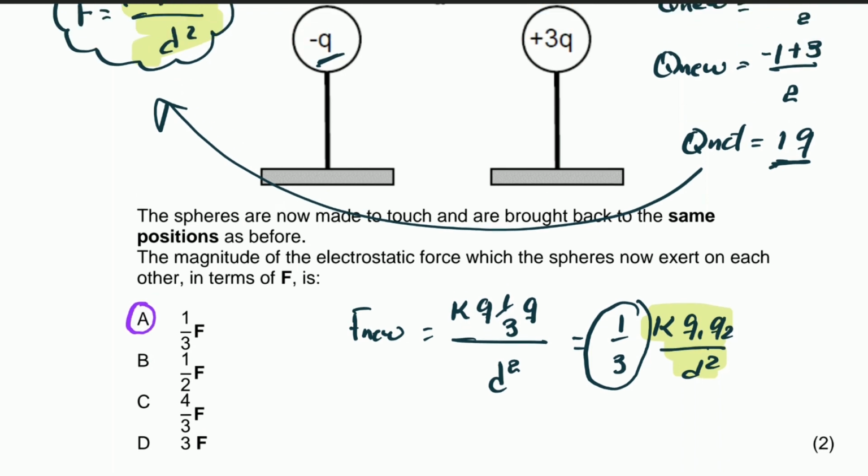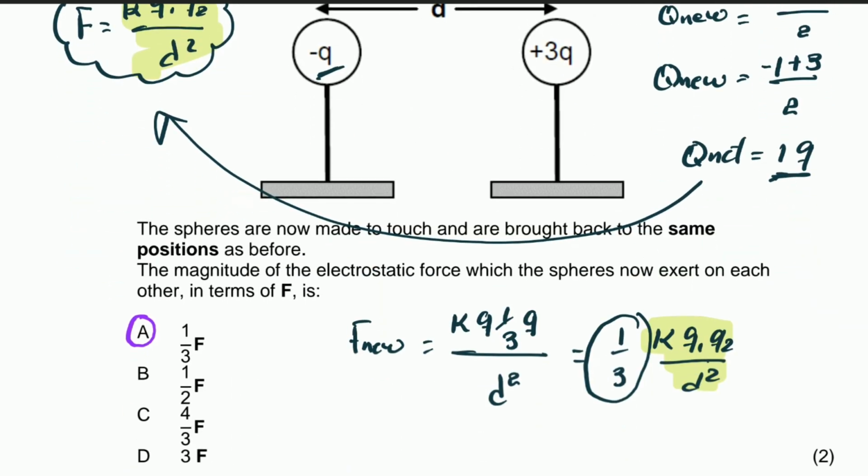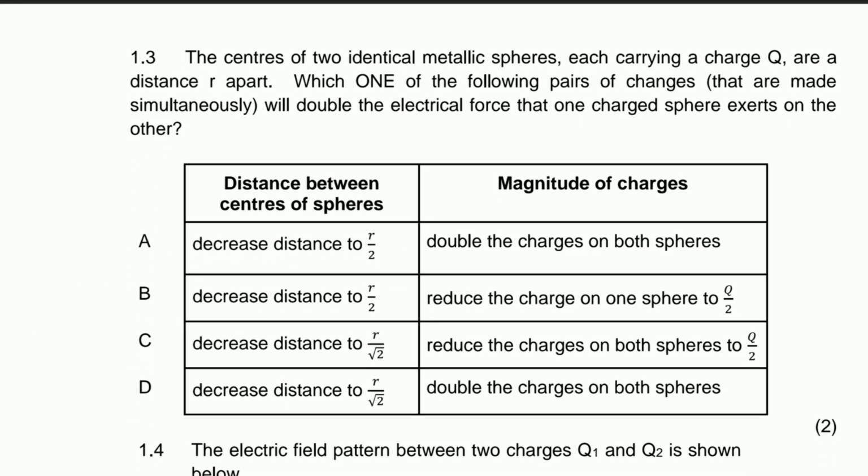This one is a very good, interesting question. I never saw it before. Now, question 1.3. The centers of two identical metallic spheres, each carrying a charge Q, are a distance r apart. Which one of the following pairs of changes, if made simultaneously, will double the electrostatic force? This is a very important statement here: they are made simultaneously. So together, when they come together, the electrostatic force is going to be double.